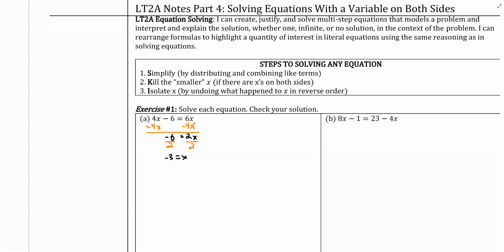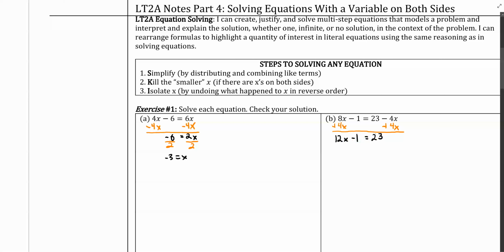So note, for this problem, we have an 8x on the left-hand side, and we have a negative 4x on the right-hand side. Well, between 8x and negative 4x, which number is smaller? It's negative 4. So we're going to kill off the negative 4x. Now the way we kill off the negative 4x is we need to add a 4x to the right-hand side, and then we need to do the same thing to the left-hand side. And so on the left-hand side, we have positive 12x minus 1 equals 23 on the right-hand side.